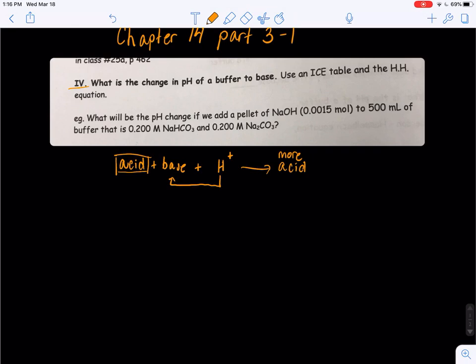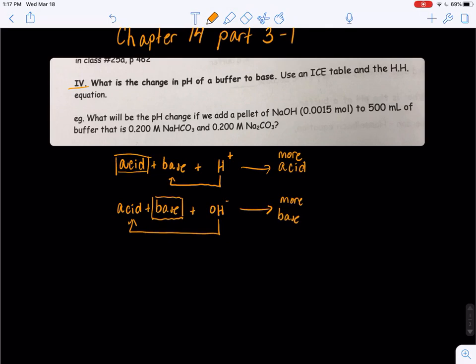Now, if we have a buffer that's composed of an acid and a base, and we add hydroxide to this, the hydroxide is going to react with the acid component of our buffer, and the base will be inert and unreactive and just hangs out. Okay, so the acid will react with the OH minus to give more base. Now, it's convenient to keep track of the quantities here using an ice table, and I'll show you how to do that.